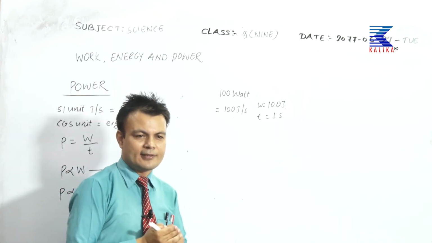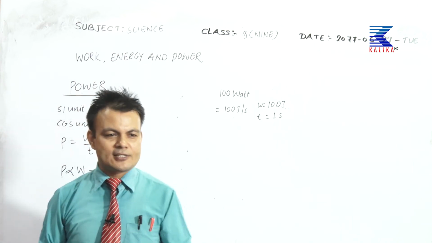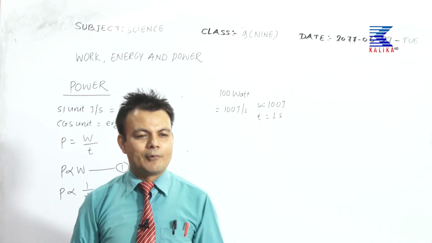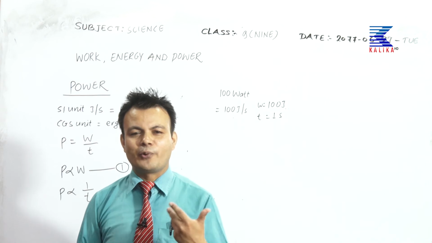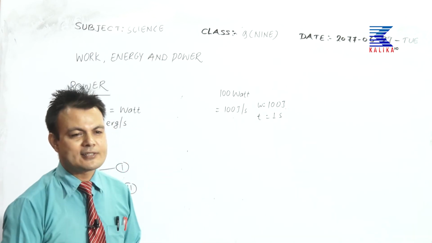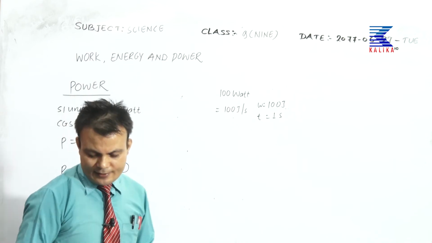So I think you understood. Time taken 1 second, total work done 100 joule. That is the meaning of 100 watt power of Kohinoor. Kohinoor can complete 100 joule work in 1 second. This is the meaning of that. So have a look at the screen.